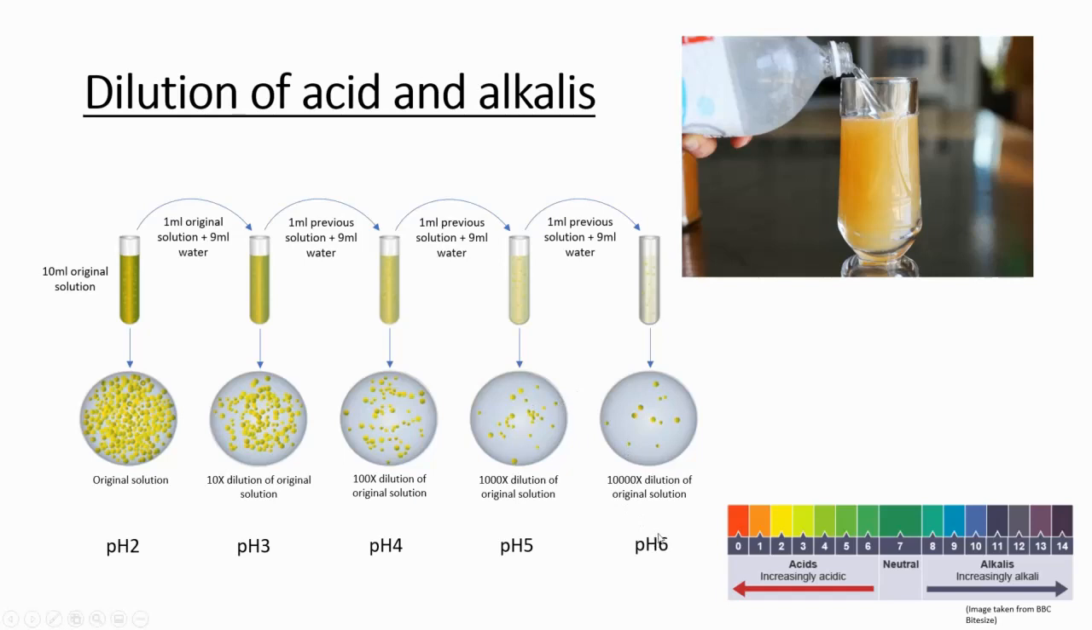So when you dilute an acid by adding water, you decrease the pH number, bringing it closer to 7. And that decreases the concentration of hydrogen ions in that sample of water.